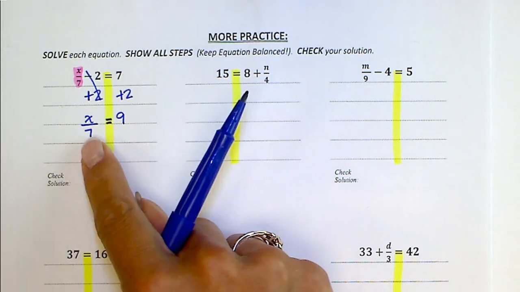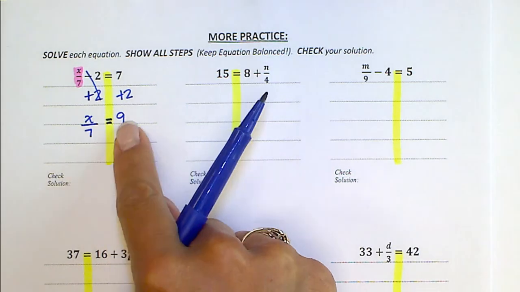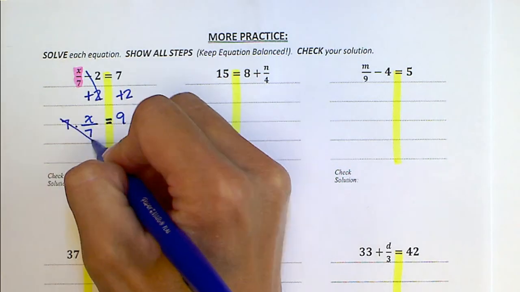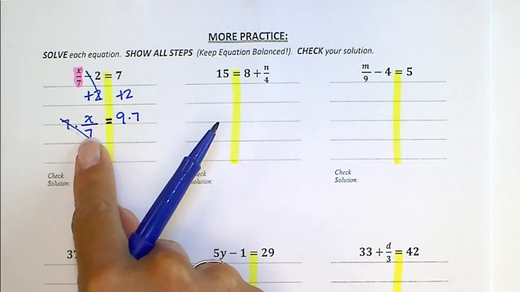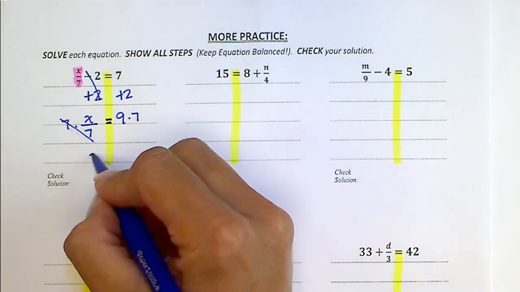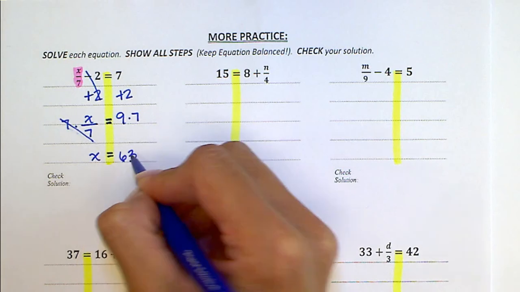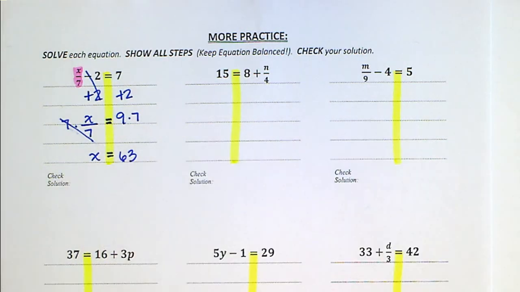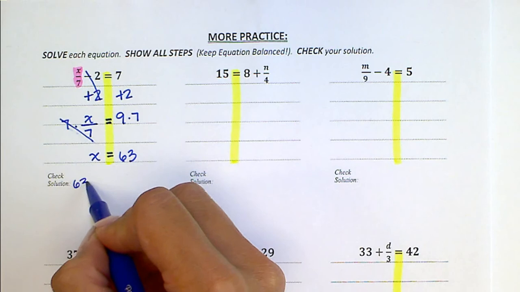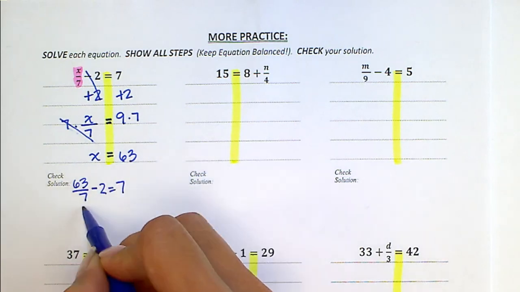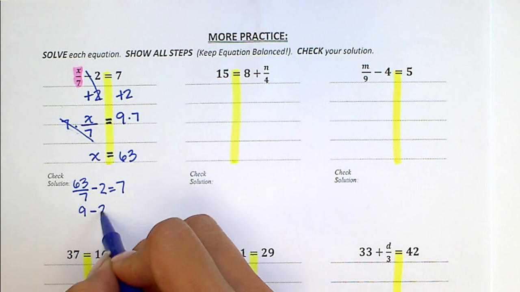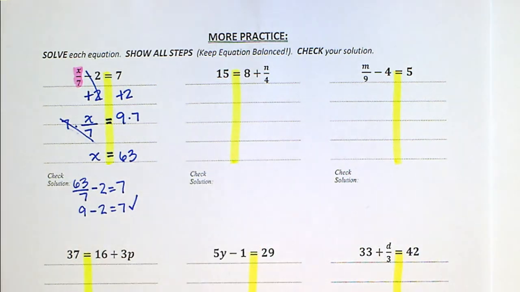Now, the opposite of dividing by 7 is to multiply by 7. So I did times 7, cross out. Inverse operations cancel each other out. So we have x equals 63. And then to check your work, you would do 63 divided by 7 minus 2 equals 7. Yes, 9 minus 2 does equal 7. So I know I have the correct answer.